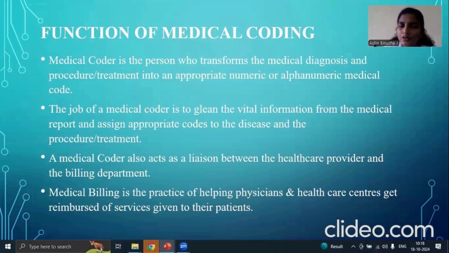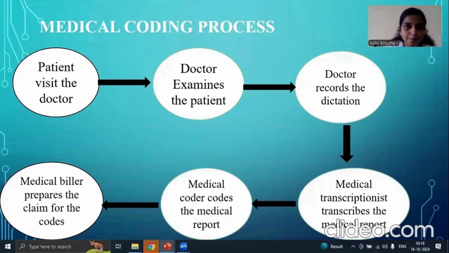There might be some medical insurances, some healthcare centers. The patients might use life insurances for all these purposes. They will use this medical billing department. Okay, I hope I'm very clear with this. If there is any doubt, kindly let me know.